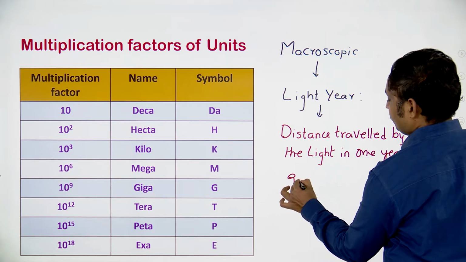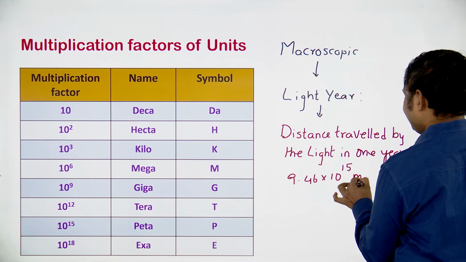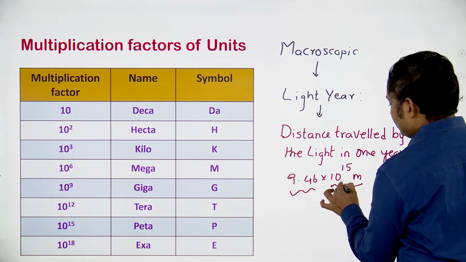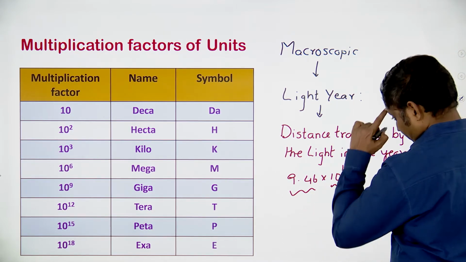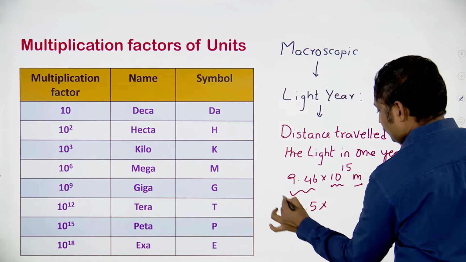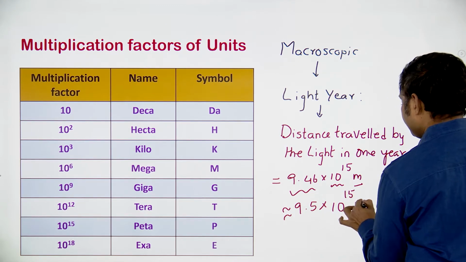So if you get that, it's a value which is represented by 9.46 into 10 to the power of 15 meter. So we are all going to get this. It has been estimated that it is approximately 9.5 into 10 to the power of 15 meter.